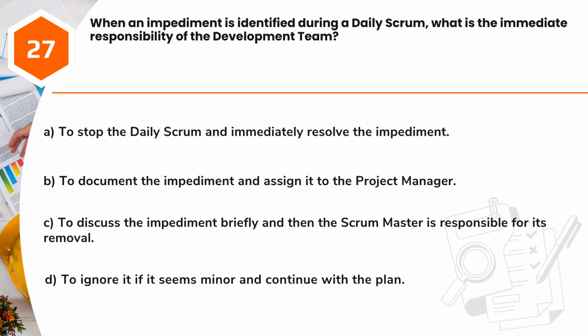Question 27. When an impediment is identified during a daily Scrum, what is the immediate responsibility of the development team? A. To stop the daily Scrum and immediately resolve the impediment. B. To document the impediment and assign it to the project manager. C. To discuss the impediment briefly and then the Scrum Master is responsible for its removal. D. To ignore it if it seems minor and continue with the plan.